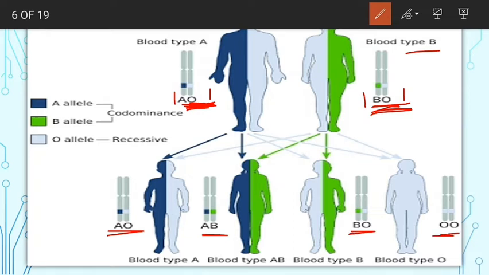Now, as we have known that O is recessive in nature, and A and B alleles both are dominant and they are codominant with each other. So, when A blood group is crossed with a B, then there is expression of the AB blood group and they are codominant in nature. This is the example of codominance.